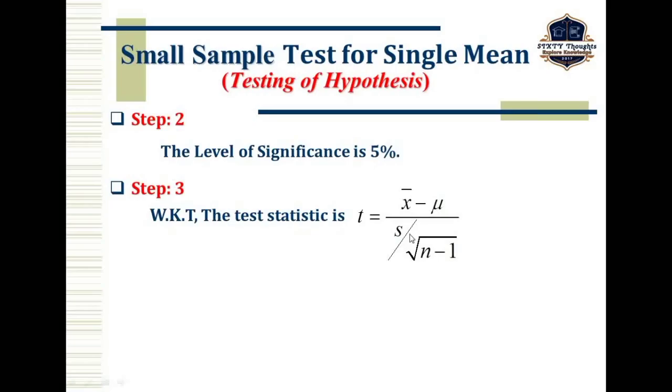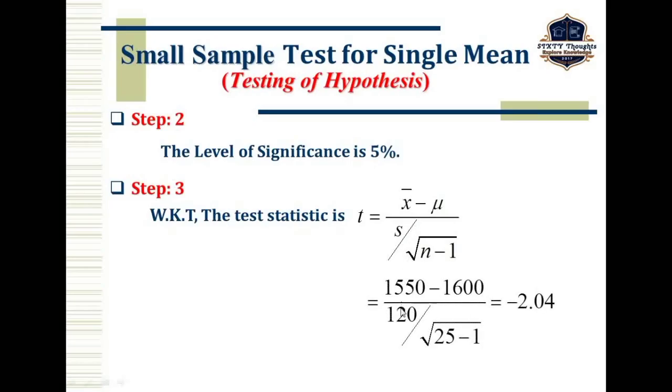In a previous video lecture, we discussed one problem: if s is not given, what can we do? Please refer to my previous video lecture. Here we know 4 values, so substitute all 4 values in this formula. We get x bar 1550 minus 1600 divided by small s value 120 by square root of n value 25 minus 1. Using a calculator, we simplify this term and get t equal to minus 2.04.